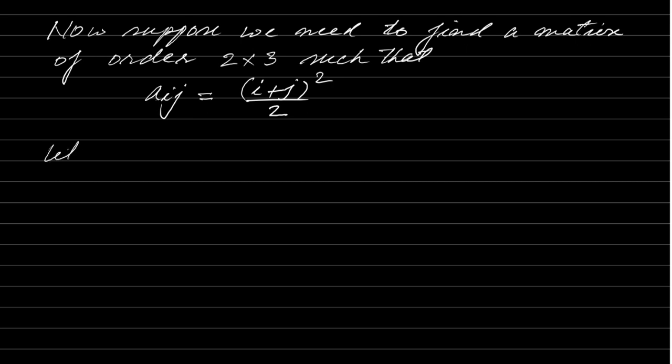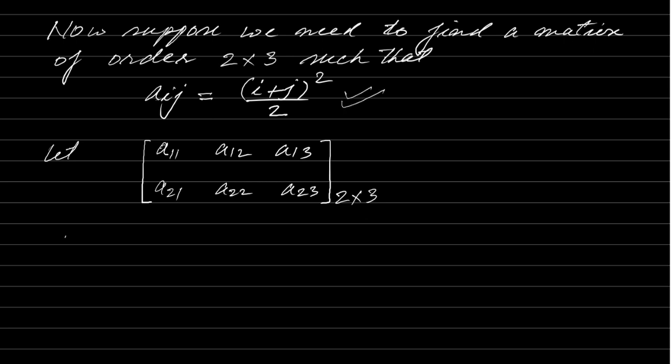So first we assume a 2 by 3 matrix. A 2 by 3 matrix means 2 rows and 3 columns must be there. So the first row will be A11, A12, A13, and the second row will be denoted by A21, A22, A23. So in that way we assumed a 2 by 3 matrix. Now we will find A11, A12, A13, A21, A22, A23 by this given relation.